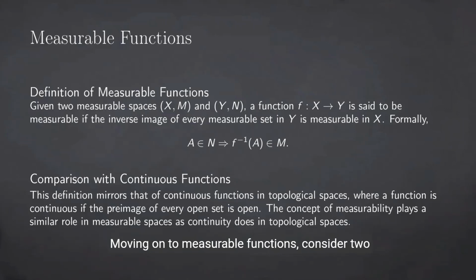Moving on to measurable functions, consider two measurable spaces, X and Y again. A function from X to Y, let's denote it as f, is said to be measurable if the inverse image of every measurable set in Y is measurable in X. In formal terms, this means that if A is a set in N, then the inverse image of A under function f must belong to M. This definition is similar to that of continuous functions in topology, where a function is continuous if the preimage of every open set is open. Here, measurability plays a similar foundational role in measurable spaces.